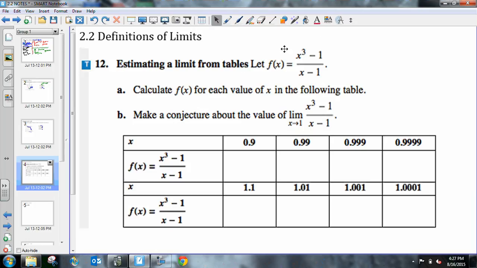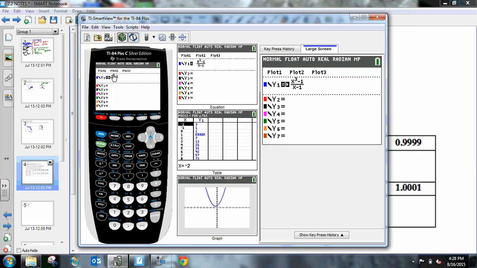I want you to go ahead and put this function into y sub 1. I've gone ahead and already done that here, so if you go to y sub 1, go ahead and type in x to the third minus 1 over x minus 1. I'd pause the video now to go ahead and do that. Okay, I'm going to continue to move on.